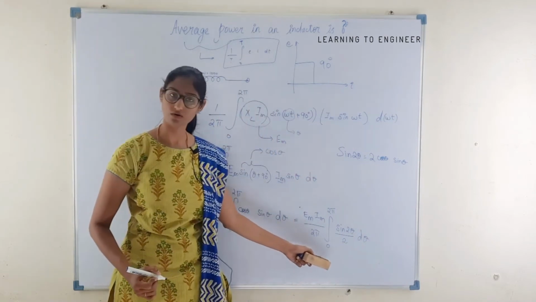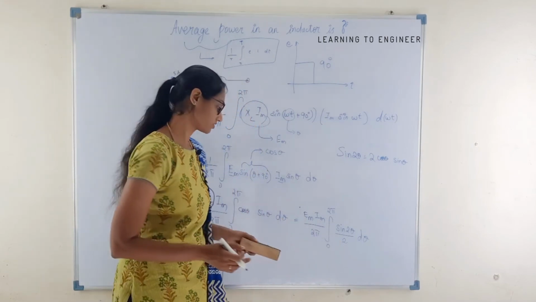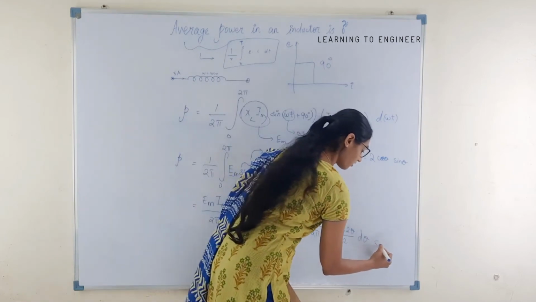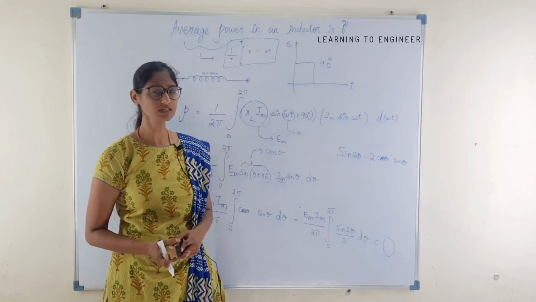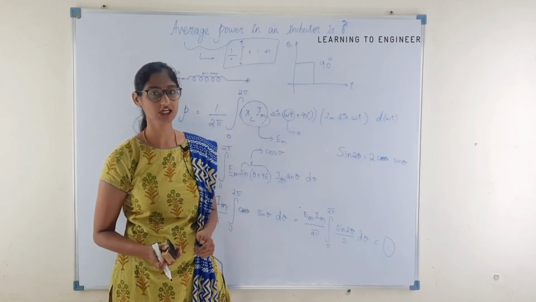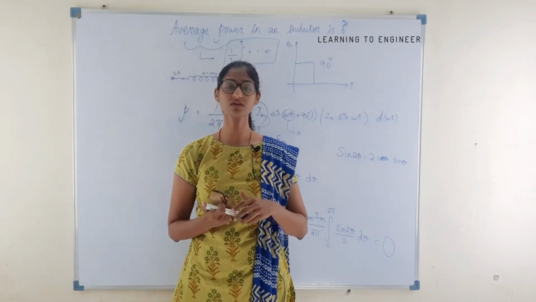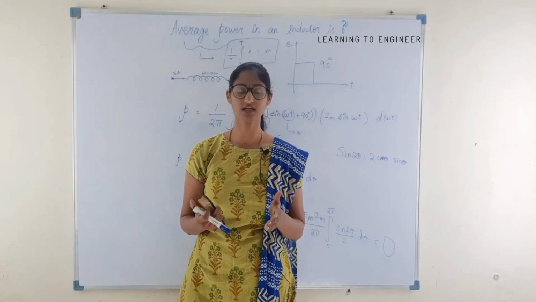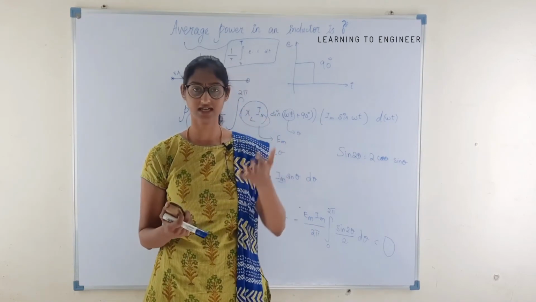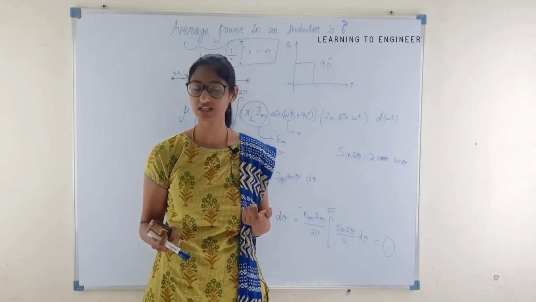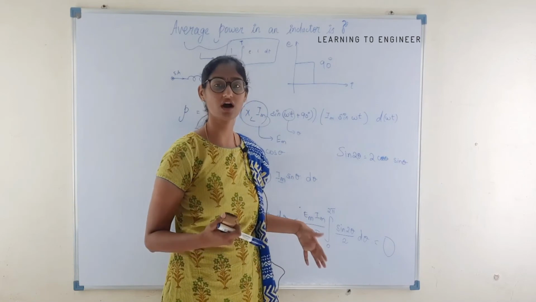So you all know, okay, if we integrate a sine function over a full cycle, we will get 0. So the average power of a pure inductor is always 0. Why do we insist on the term pure inductor? Because only in a pure inductor, the voltage will be leading the current by 90 degrees. Otherwise, it will not be exactly 90 degrees. There will be a small variation in the angle and hence this average power will not be 0.